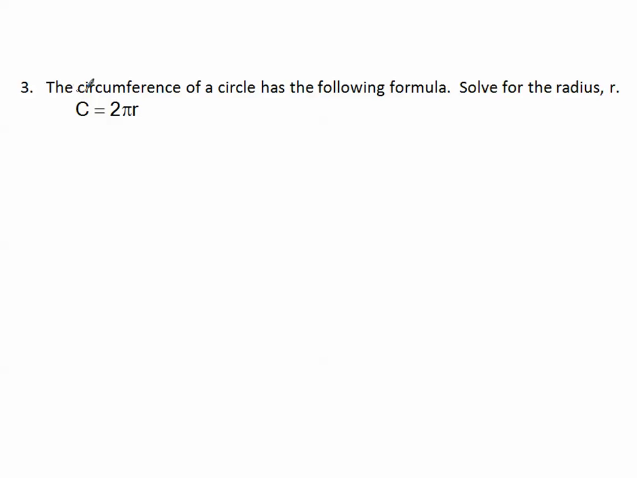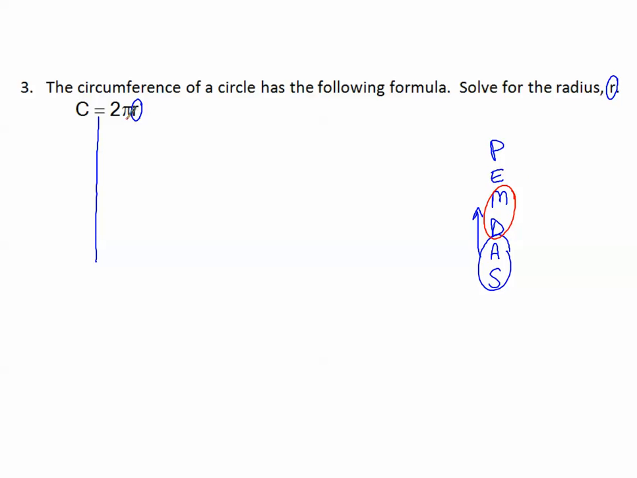Number 3, the circumference of a circle has the following formula. Solve for the radius r. So they're telling us to get r by itself. Here is the r in this equation. Let's draw our line at the equal sign, and again, let's remember PEMDAS and how we first start with add and subtract and move our way up. Do I see anything added or subtracted, any plus or minus signs? I do not. So the next thing I look for, multiply and divide.